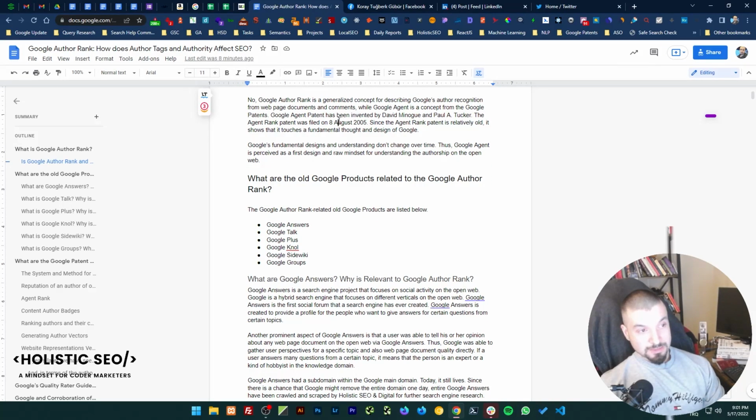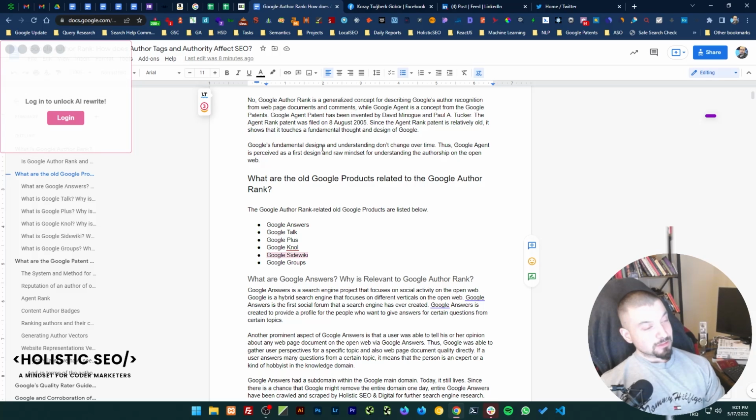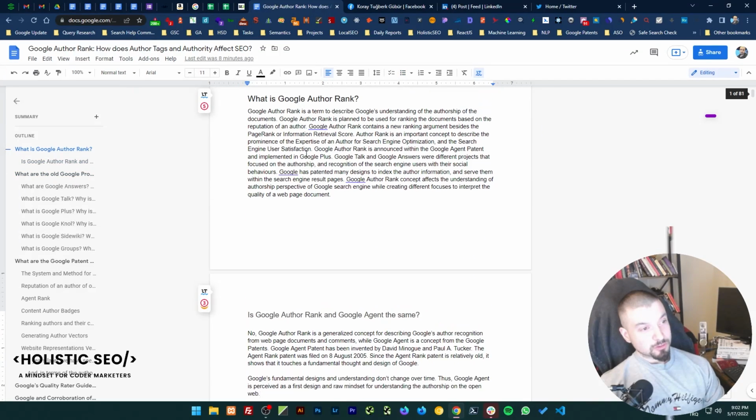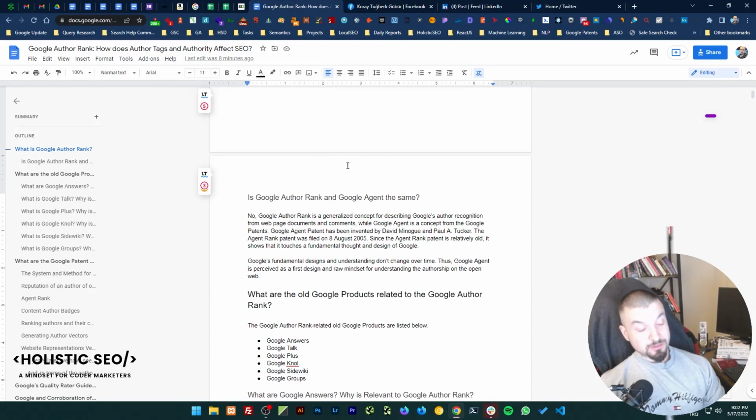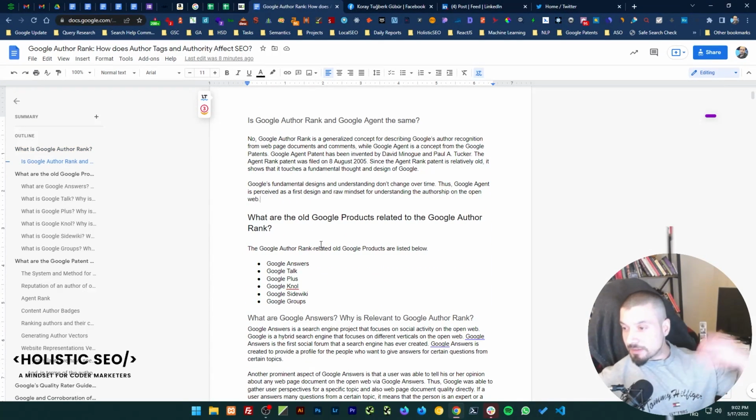And when we look at Google's own inventions since this date, 2005, we see Google Answers, Google Talk, Google Plus, Google Knol, Google Sidewiki, Google Groups. And this is a kind of methodology that Google actually uses. It is called ambience optimization. In other words, there is an ambience around us, and they try to cover every step of it, every inch of it, because they want to exist everywhere.